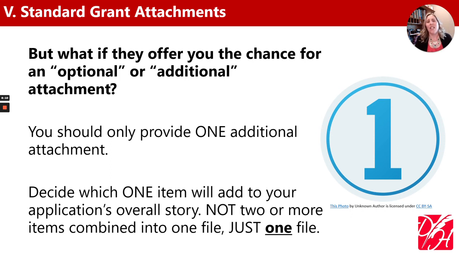One thing, not two things which have been combined into one PDF, or two images combined into one file. One thing. If a grant maker gives you that option for an additional or optional attachment, pick one thing that adds to your story, but actually your application would still be okay and highly competitive and well understood without it, but one thing that adds to your story. That is what I would recommend you upload in that specific situation.